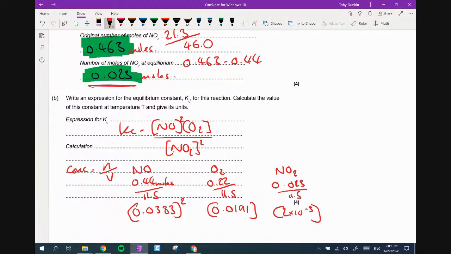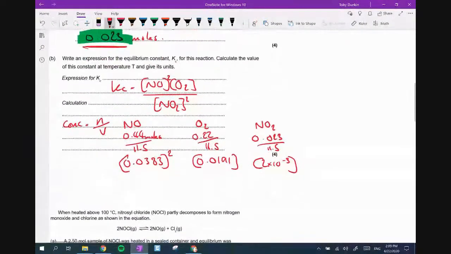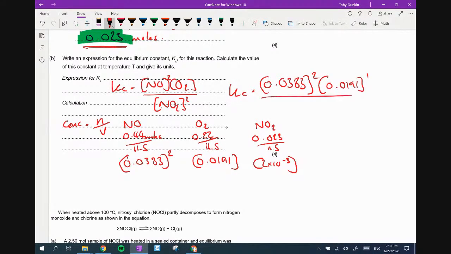Now I can put these into my Kc expression. Kc equals, by the way, there's more space in the actual question, the NO is 0.0383 to the power of 2, multiplied by 0.0191 to the power of 1, all over 2 times 10 to the minus 3, to the power of 2.